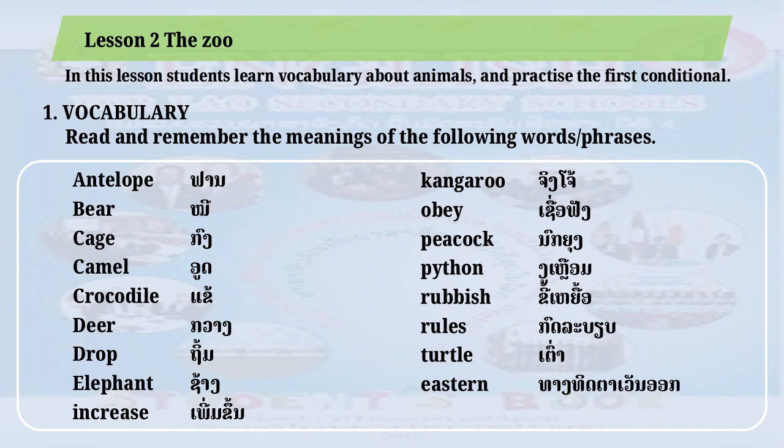Antelope. Bear. Cage. Camel. Crocodile. Deer. Drop. Elephant. Increase. Kangaroo. Obey. Peacock. Python. Rubbish. Rules. Turtle. Eastern.